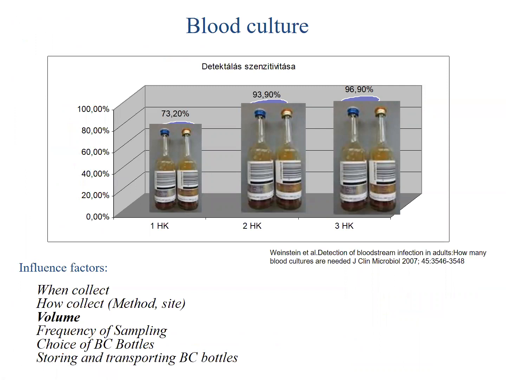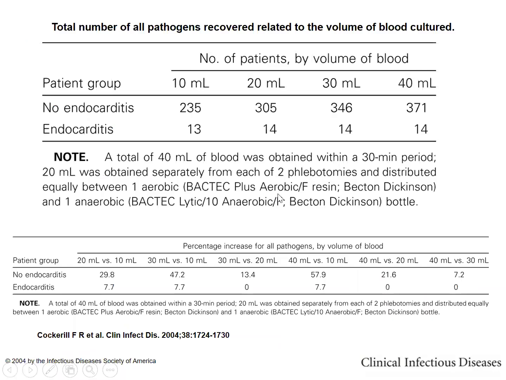And lastly, just some words about blood culture, because this is maybe the most important microbiological investigation. So it's very important, and you should always remember that the sensitivity is based on many factors. So when to collect blood culture, how to collect, the volume, the frequency of sampling, the choice of blood culture bottles, and of course storing and transporting blood culture bottles. We have to collect at least 40 milliliters from that person during normal sepsis, because the recovery of the pathogens is much higher if we collect enough volume. But of course, during endocarditis, we have to collect a little bit more.